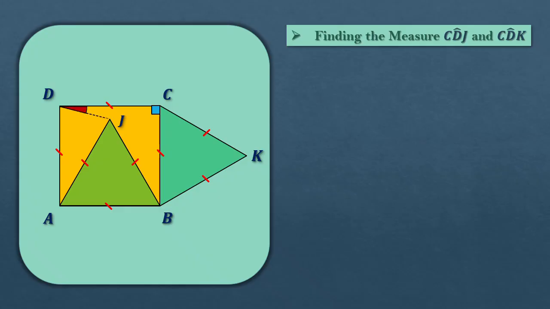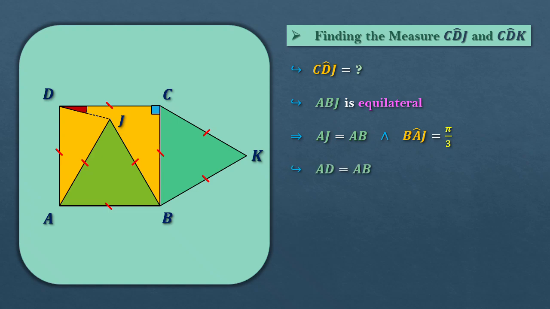We begin with the angle CDJ. The triangle ABJ is an equilateral triangle. This means that the length AJ is equal to the length AB, and the measure of angle BAJ is equal to pi divided by 3. We also know that the length AD is equal to the length AB, since ABCD is a square, and the measure of angle BAD is equal to pi divided by 2. From this, we deduce that the length AJ is equal to the length AD. Therefore, the triangle DAJ is an isosceles triangle.